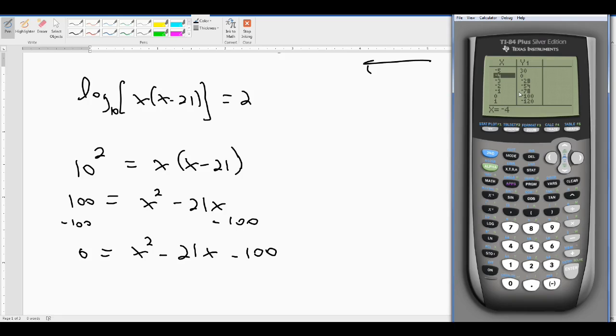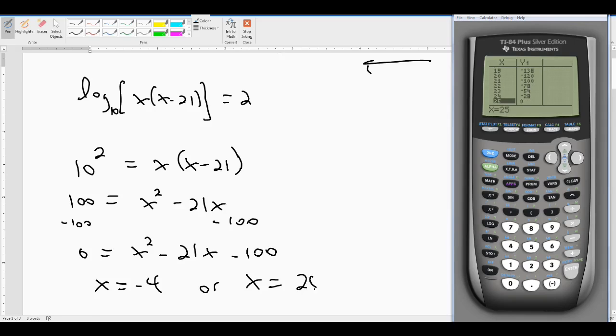Well, it's negative 4. So we got a one value there, negative 4. So let's go way on down to 25. There's a shortcut way of doing this, but I just do this. Oh, 25. So there's my two possible answers. How you like that? Huh?